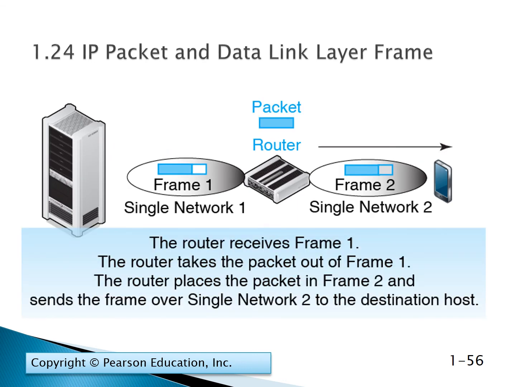And then when the router receives that frame 1, the router takes the packet out of frame 1. Again, it will take the packet out of this frame 1 header, right? And then the header of frame 1 will be thrown away because I don't need that anymore. And then the router will have to place the packet in frame 2 format. And then it will send the frame over single network 2 to the destination host.